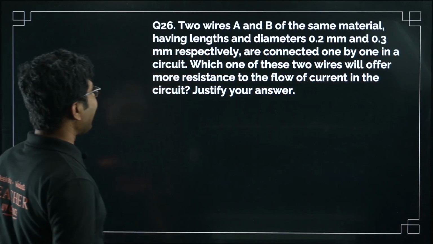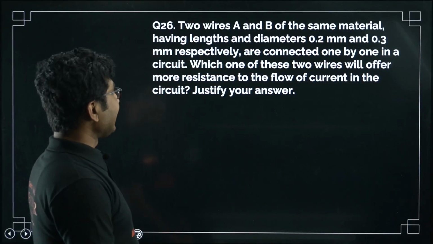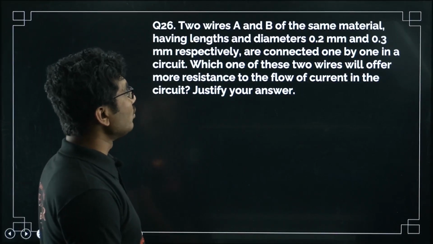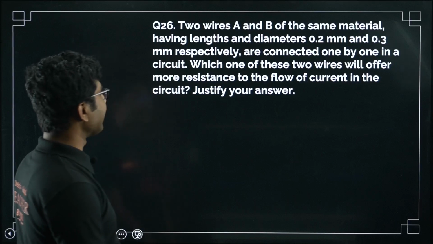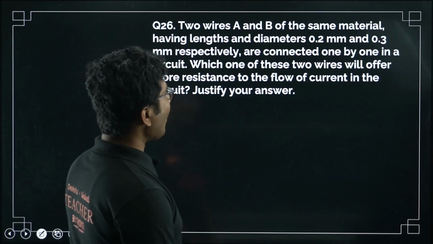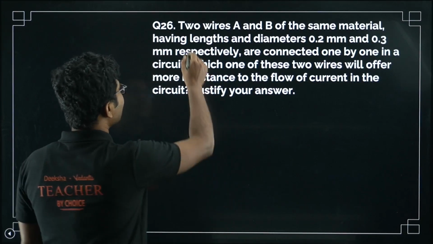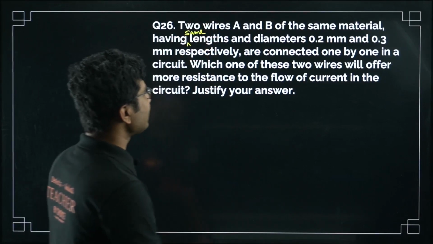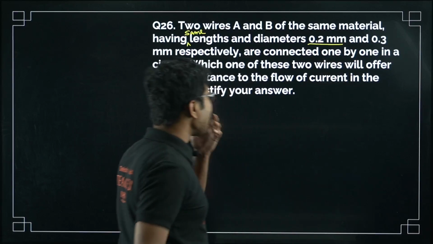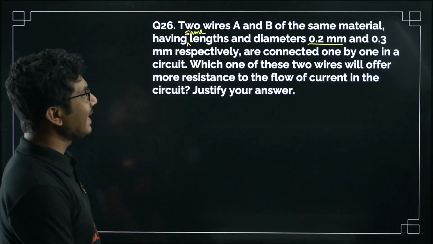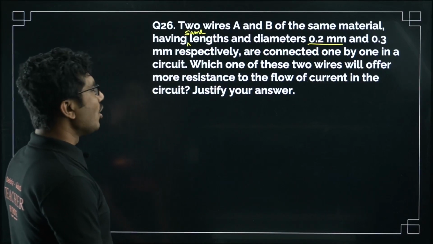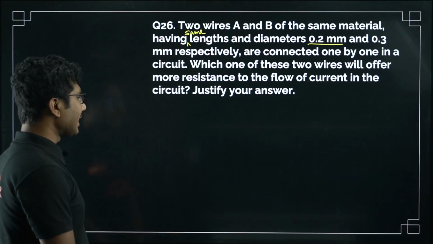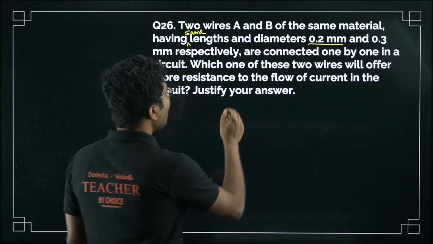Two wires A and B of the same material, having the same length and diameters of 0.2 millimeter and 0.3 millimeter respectively, are connected one by one in a circuit. Which one of those two wires will offer more resistance to the flow of the current? Justify your answer.